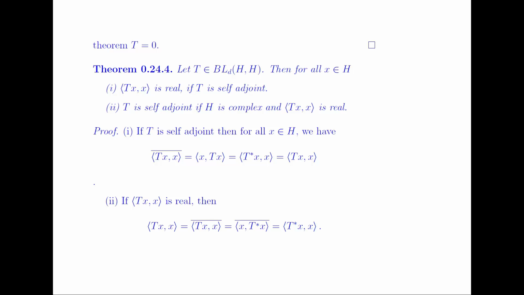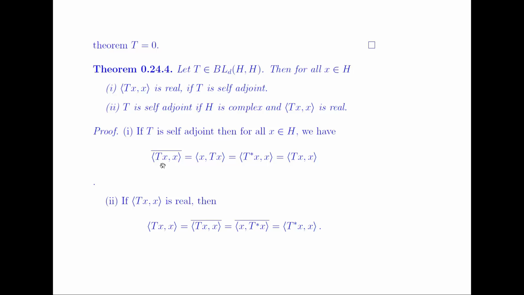First case, if T is a self-adjoint operator, then using the definition of self-adjoint, T is equal to T star. So we take the conjugate of the inner product of Tx comma x, which is equal to the inner product of x comma Tx, and which is equal to the inner product of T star x comma x. So it is equal to the inner product of Tx comma x.